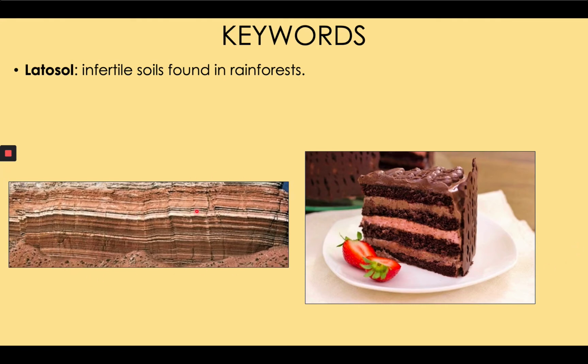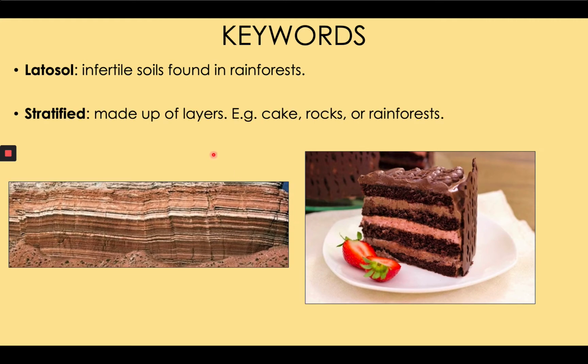It's made of layers, horizontal layers. And this cake similarly is made of layers. The technical term that we use for these layers is strata. And so a rainforest, just like a rock or a cake, has layers. It has strata. And so we say that rainforests, like rocks and cakes, are stratified, made up of layers.